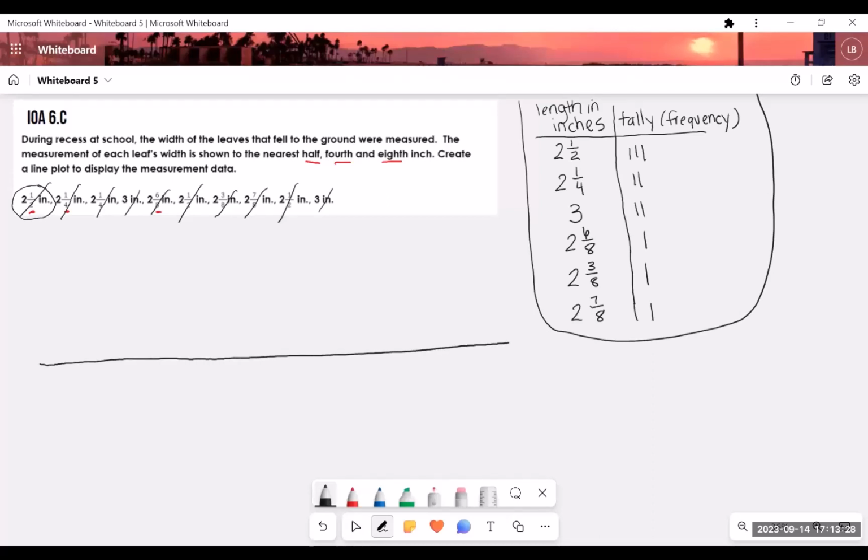Okay, the next thing I need to think through is starting my line plot, now that I have that done. So I'm going to draw an open number line. I know that I need to put a title. So this particular scenario is about the width of leaves that were measured at recess. So I'm just going to simply call it width of leaves.